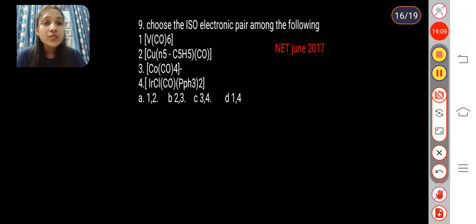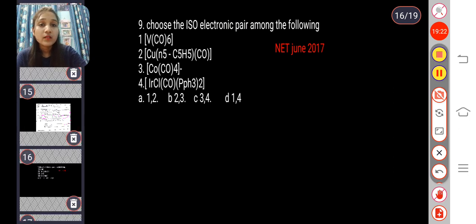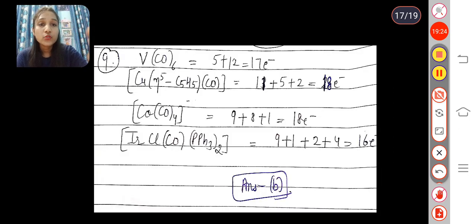Next question is: choose the isoelectronic pair among the following, that have an equal number of electrons. So just go with the solution. Here we have VCO6. For V the valence electron count is 5. For CO it is 12. Total is 17 electrons. In the second, for copper we have 11. For the η5 ligand, the hapticity is 5, so it gives 5 electrons. For CO it is 2. Total we have 18 electrons.